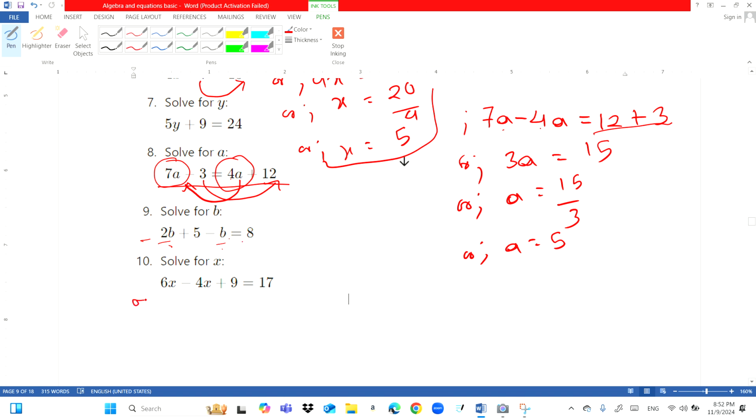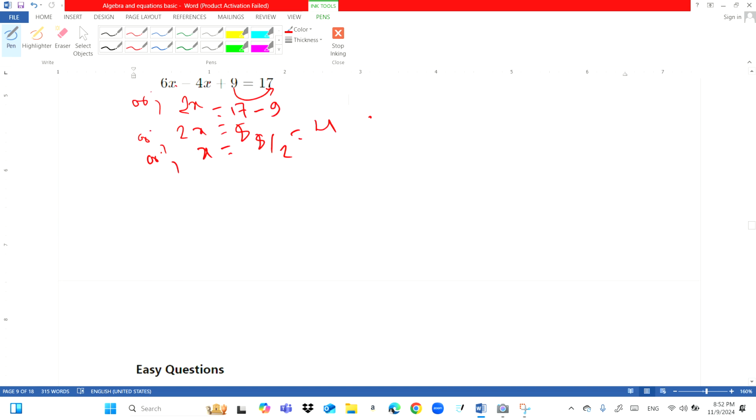In this case, let's solve example number 10. 6x minus 4x is 2x. This 9 will go on that side and it's going to be 17 minus 9, and we have 2x equals 8. Now again we need to make this x alone, so it's going to be 8 by 2, that is 4. That's our answer. This is the answer for this equation.